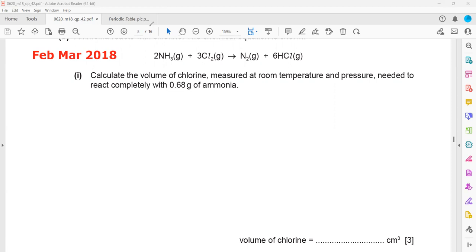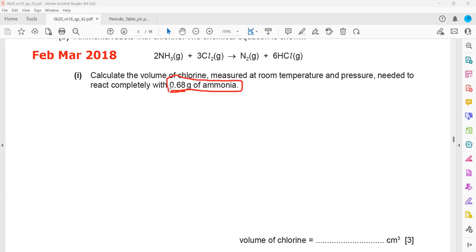So there are two types of question. One is where you have parts, each part you solve and eventually it leads to the final answer. Another one, you have to solve the full question. This is the example in which you have to solve a full question on your own. Calculate the volume of chlorine measured at room temperature and pressure needed to react completely with 4.6 gram of ammonia. So we need the volume of chlorine and we have the mass of ammonia.